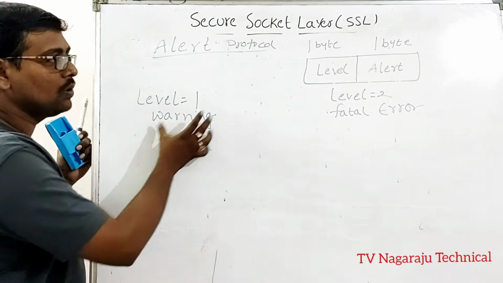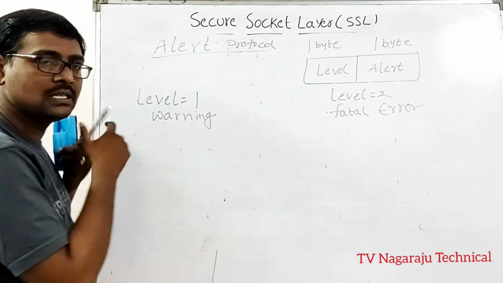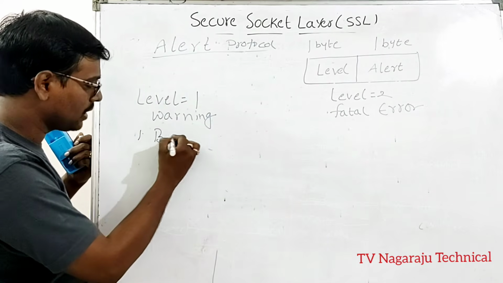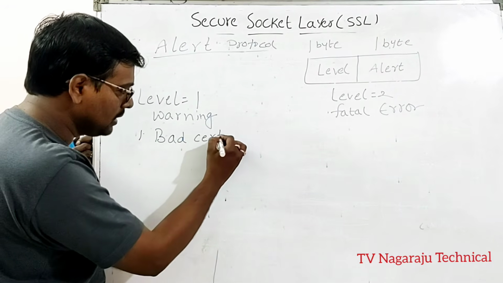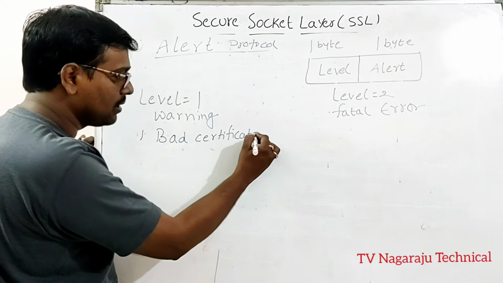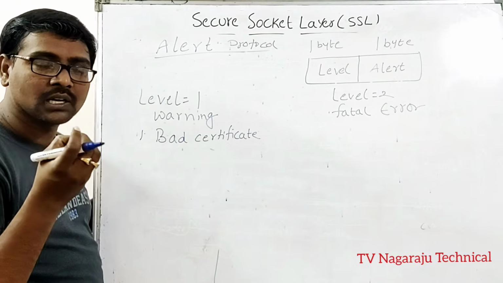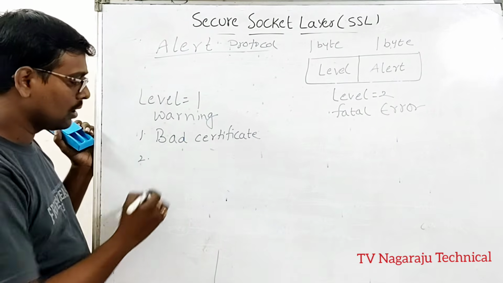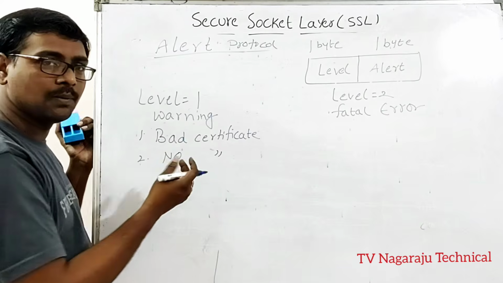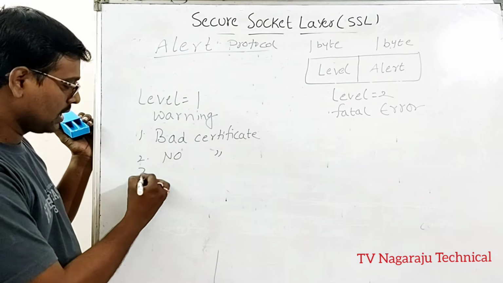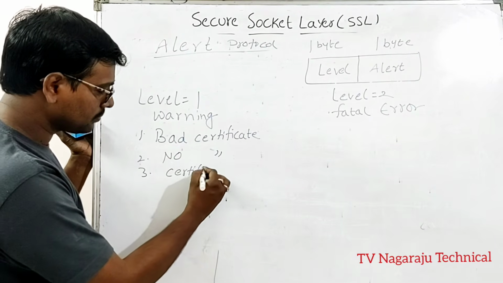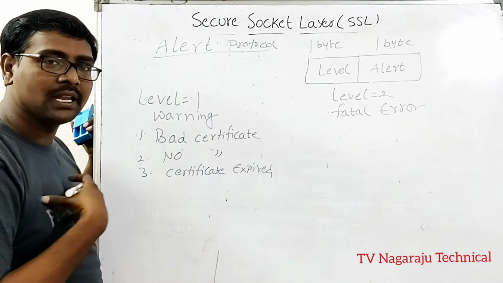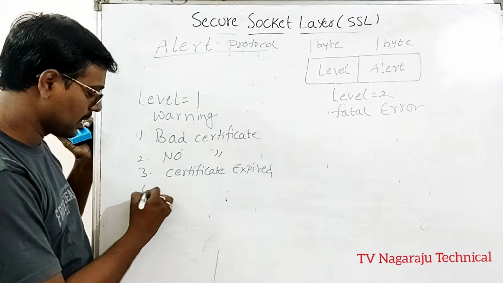So, based on this, what are the different alert messages they provided? Here, every alert message is related to certificates. The first one is bad certificate: the received certificate is corrupted or wrong. No certificate: I am not receiving any certificate. Certificate expired: whatever certificate I received, assume it is expired.